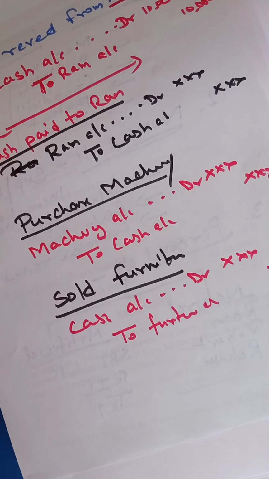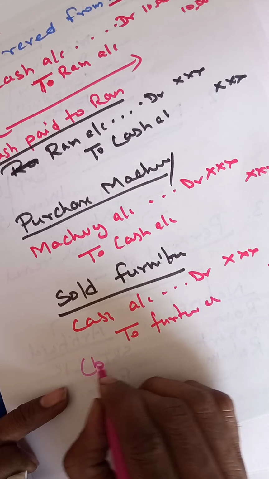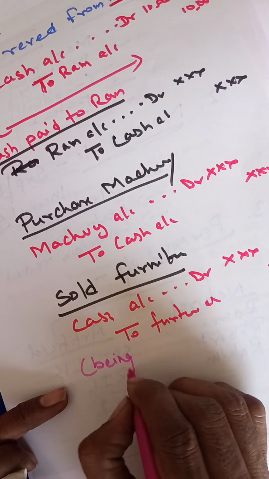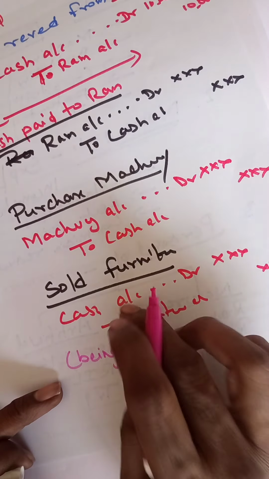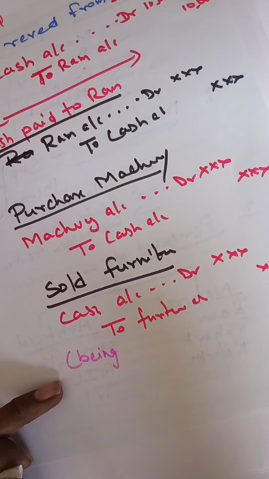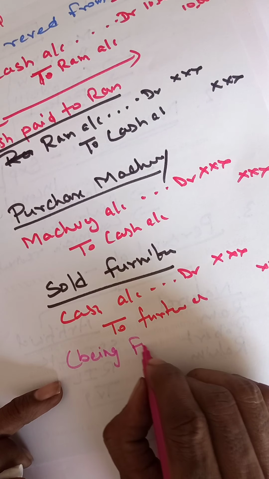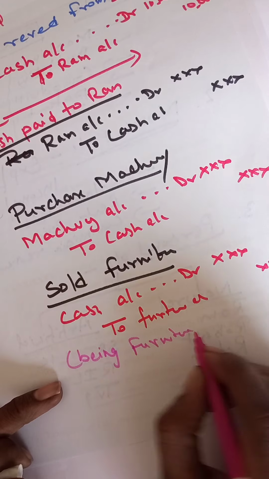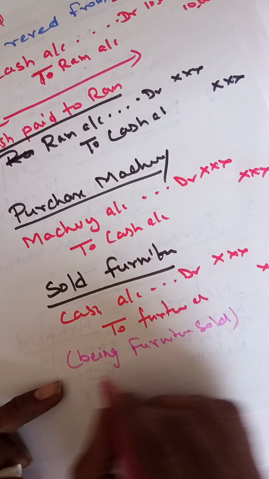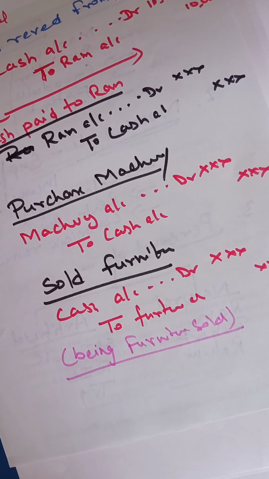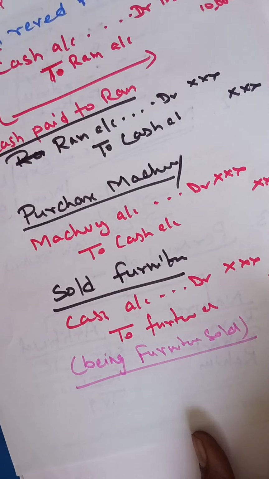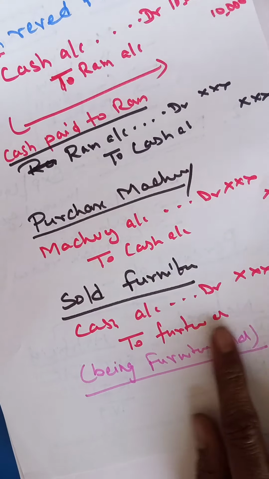Another point we have to remember is the narration. What is narration? After completing this transaction we have to write the narration like this. Narration begins with "Being". Why did we write this transaction? Because furniture was sold. Being furniture sold. Then one entry will be finished. Clear? So this is the way we have to write the journal entry.